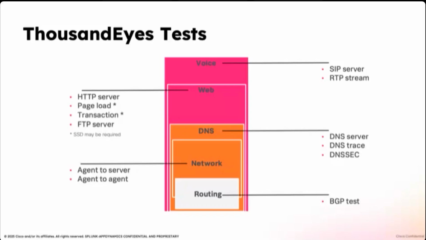Next are our network layer tests. The network layer consists of two different tests: agent to server and agent to agent. The agent to server test is used for measuring the performance of a remote target server from our vantage points. Similarly, the agent to agent test provides you with the same metrics, but in both directions, okay? By performing these tests, as I said, you get core network metrics like latency, loss, and jitter, and then you can understand your network performance.